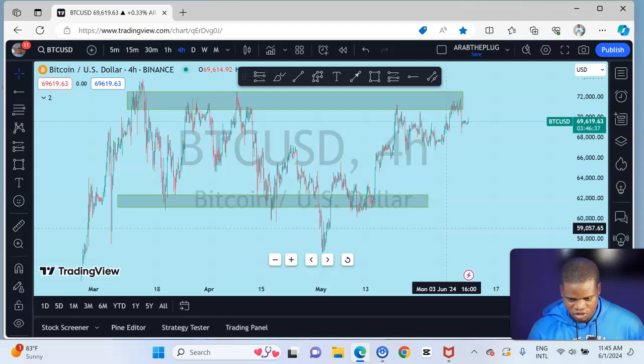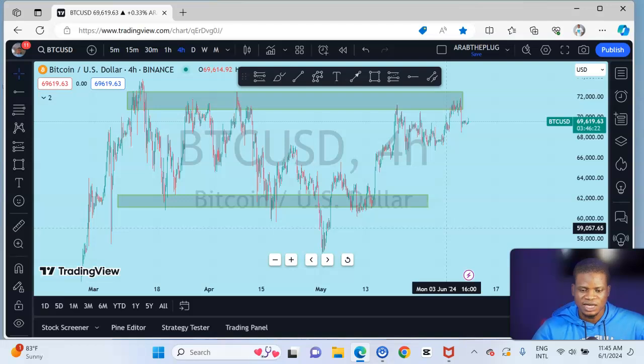Now let me chip something in briefly. We actually have 2 types of support: global support and local support. Global supports are supports that you draw on the higher time frames, like the 4-hour, the daily, weekly and monthly.